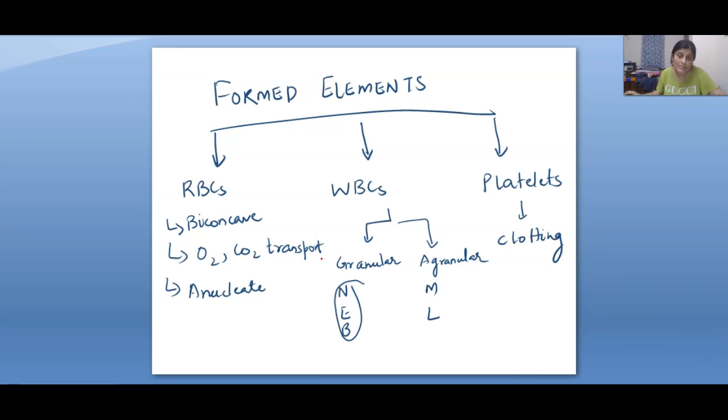So first of all, it is biconcave in shape and it helps in transport by exchange of gases as well as nutrients. Now, as RBC has an abundance of hemoglobin in it, it does not require any nucleus, so it is anucleate. RBC does not have any nucleus. But how RBCs are formed is a major question that we will describe in further slides. So apart from RBCs, let's see WBCs.